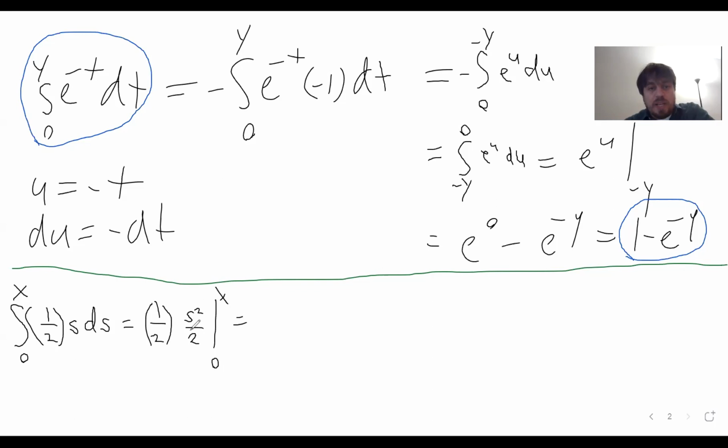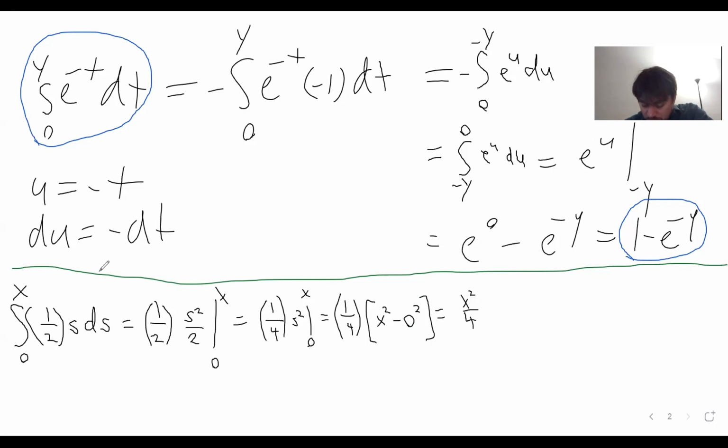Okay, and now the 1/2 can move out, so this is a 1/4 times s squared, still being evaluated from 0 to x. And so this is equal to 1/4 times, well, when you plug in x, you get x squared, minus plug in 0, you get 0 squared. x squared minus 0 squared is x squared, so this is x squared over 4. Okay, so the value of that integral is x squared over 4.